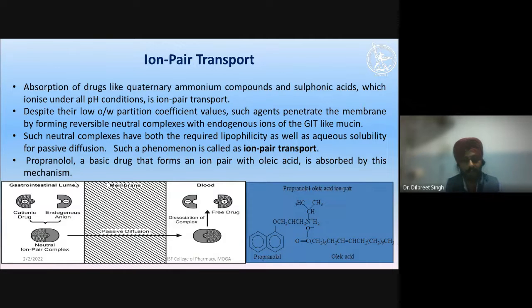Let me consider the example of propranolol. Propranolol is a beta blocker and a basic drug, partially ionized under acidic conditions, that forms an ion pair with oleaginous compounds. That is, basically, oleic acid is absorbed by this mechanism.